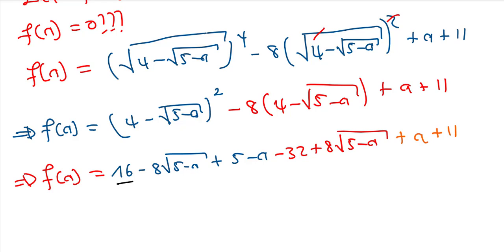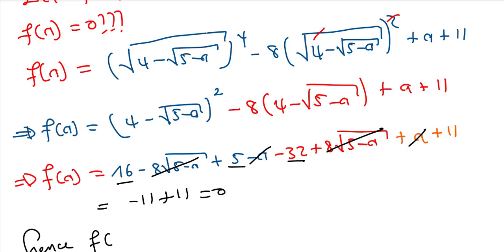Now 16 plus 5, that's 21, minus 32 gives negative 11. Negative 8 root 5 minus a plus 8 root 5 minus a we cancel. Negative a and a we cancel. So I'll be left with negative 11 plus 11, which is 0. Hence f of a is equal to 0.